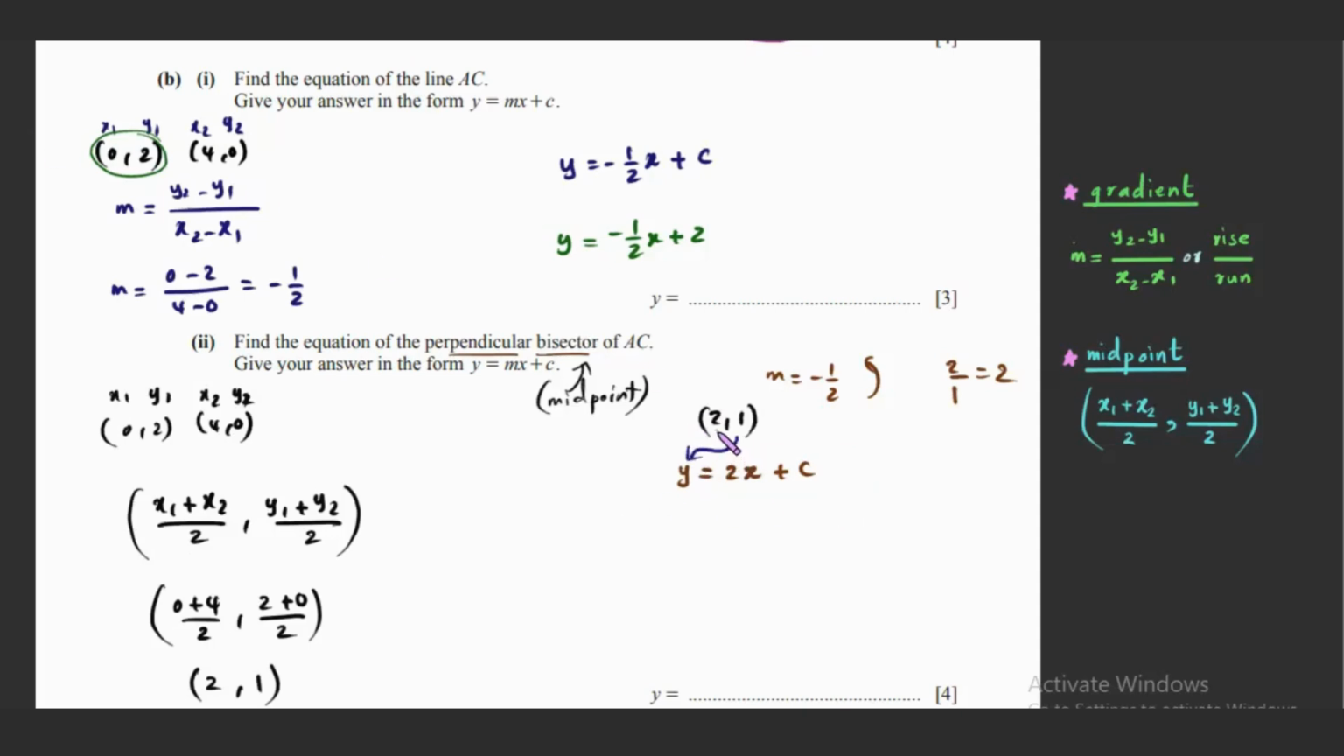The value of y is 1. The value of x is 2. So 1 is equal to 2 times 2 plus c. So 2 times 2 is a 4. I'm going to take the 4 to the other side, so it gets subtracted from 1. So c is equal to minus 3, which means the equation will be y is equal to 2x, and the y-intercept is minus 3. This is the equation of the perpendicular bisector.